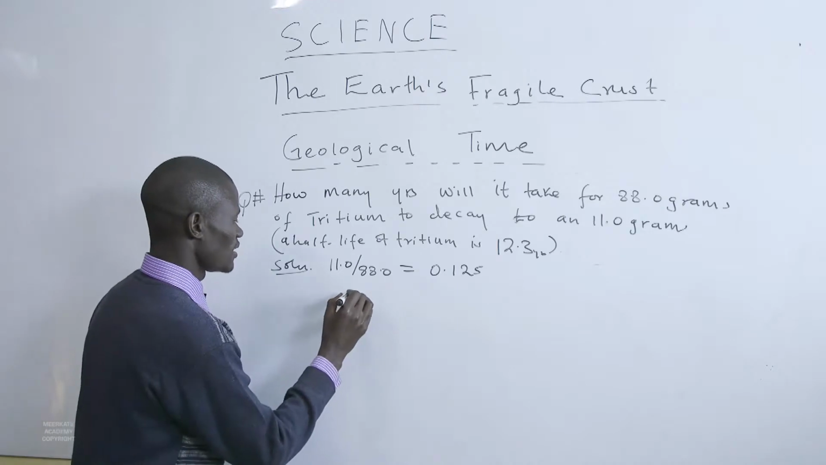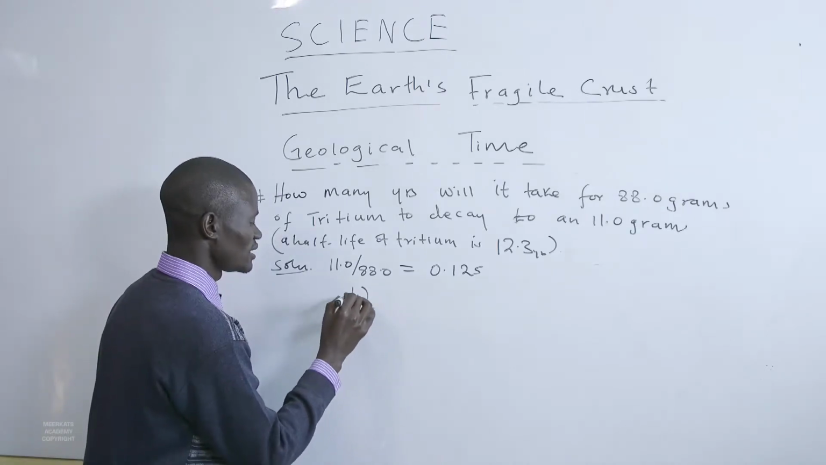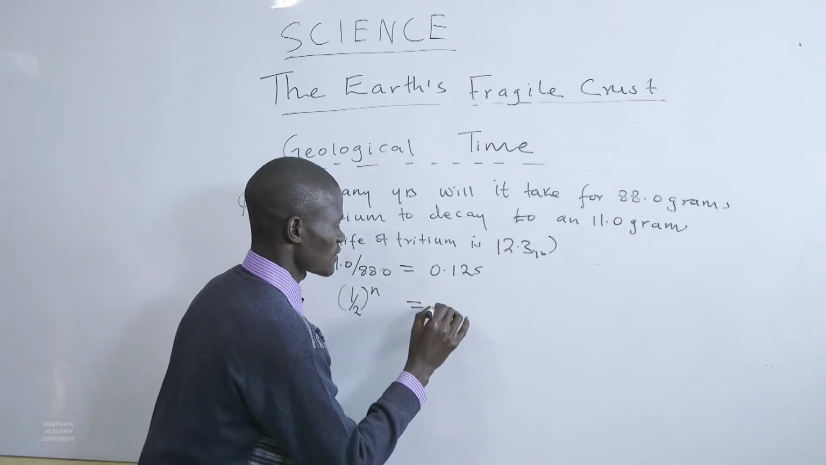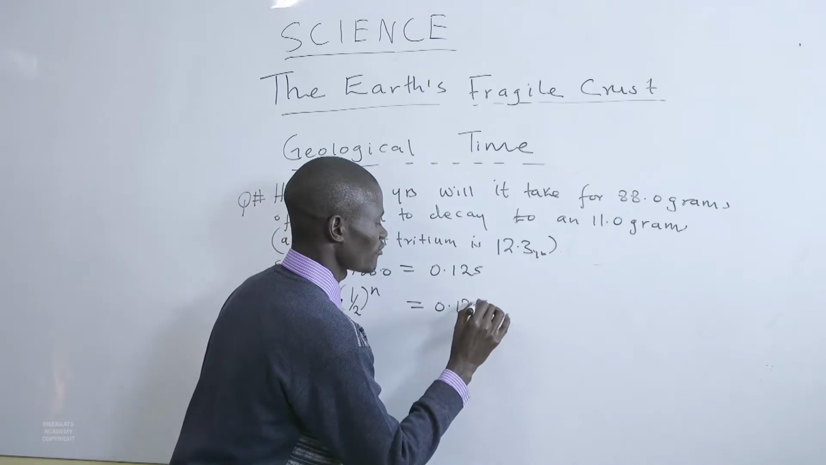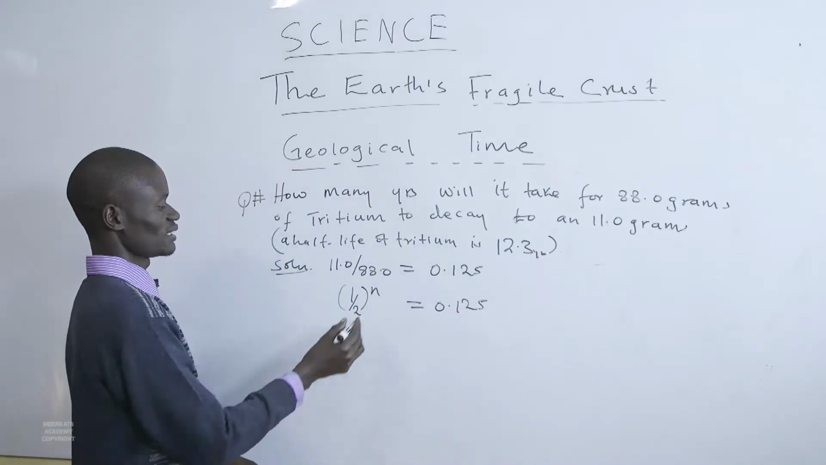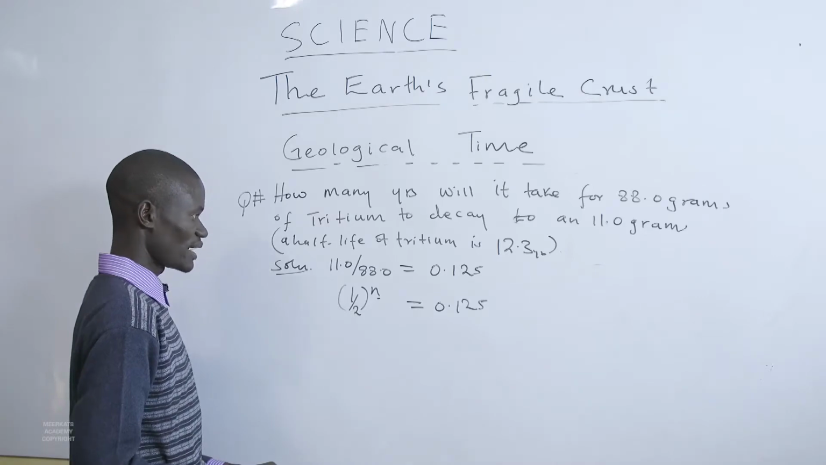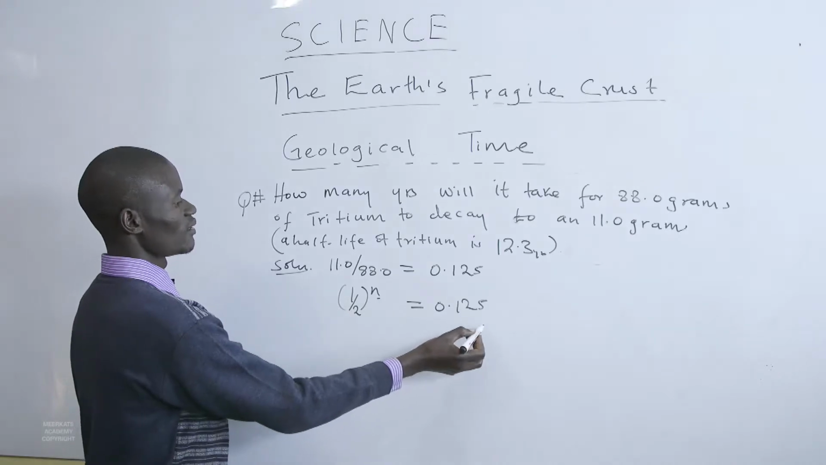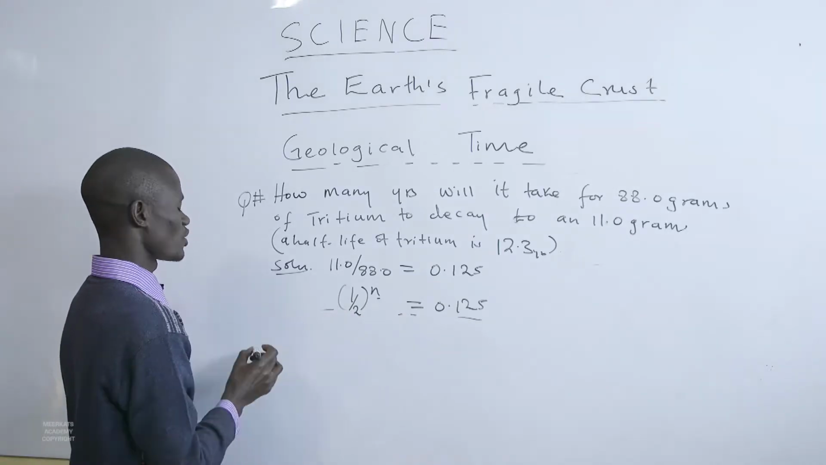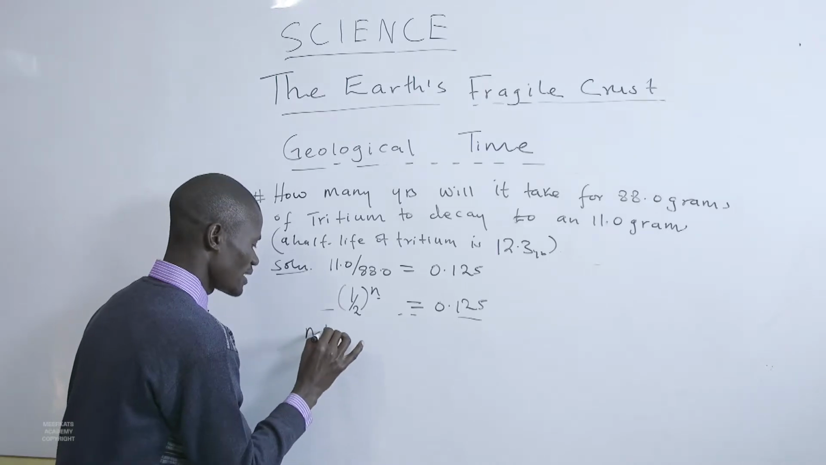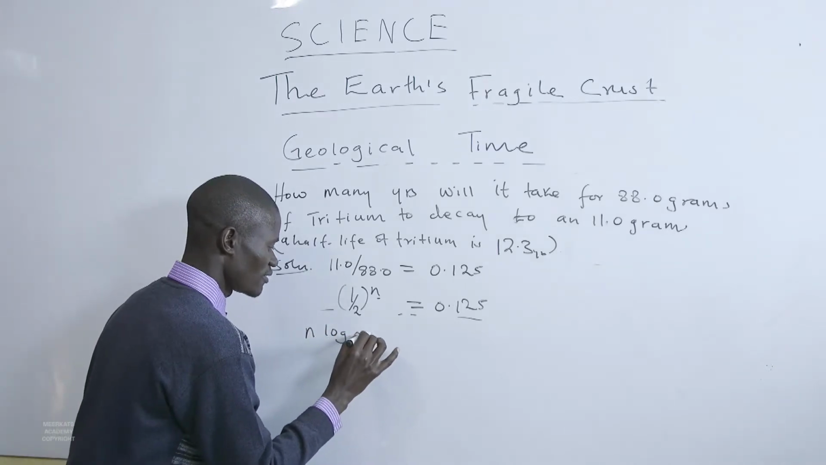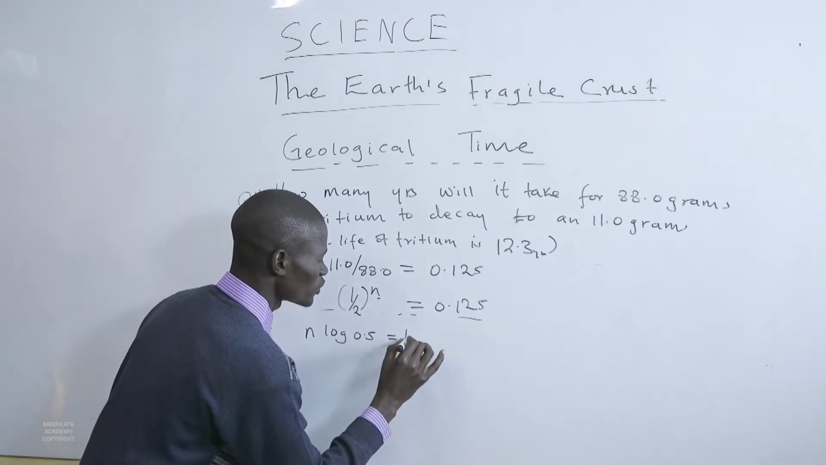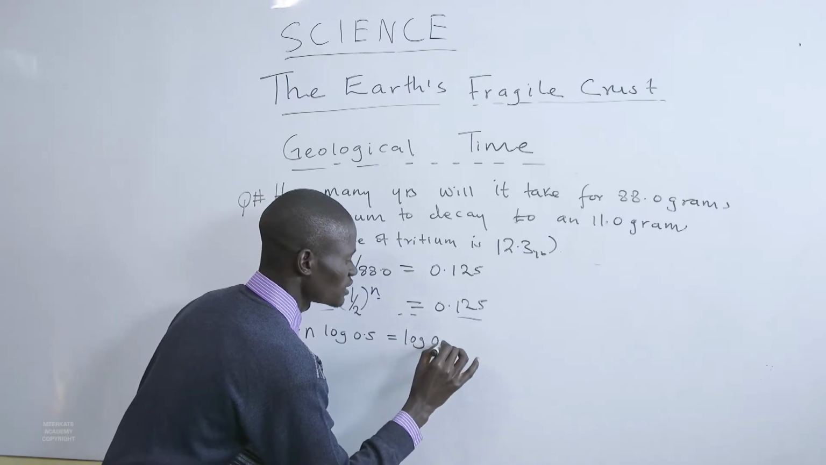After doing that, we know this is the formula of the half-life. It will give us 0.125. This is the number of years that we are going to look at. What are we supposed to do here? We have to check this equation. Then we will say it is n log 0.5 is equal to, we also introduce the log on the other side, 0.125.